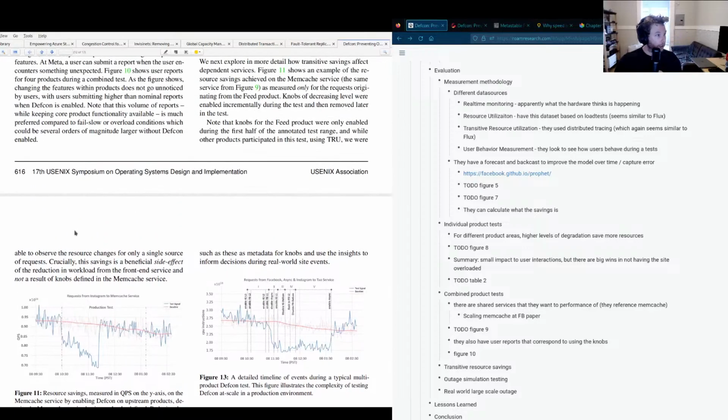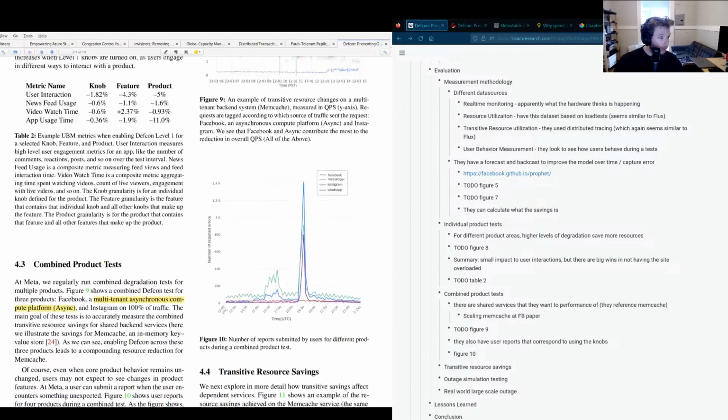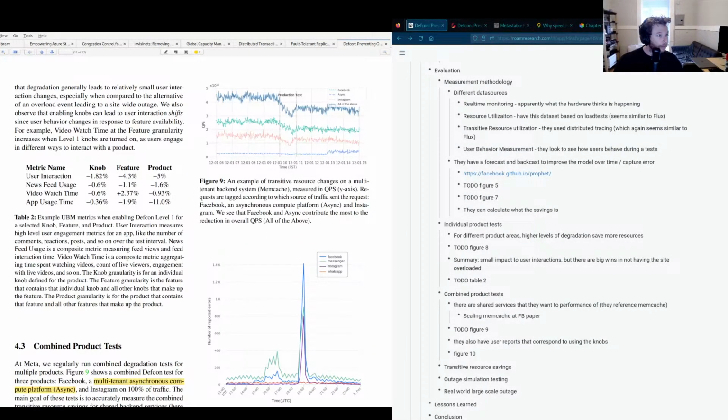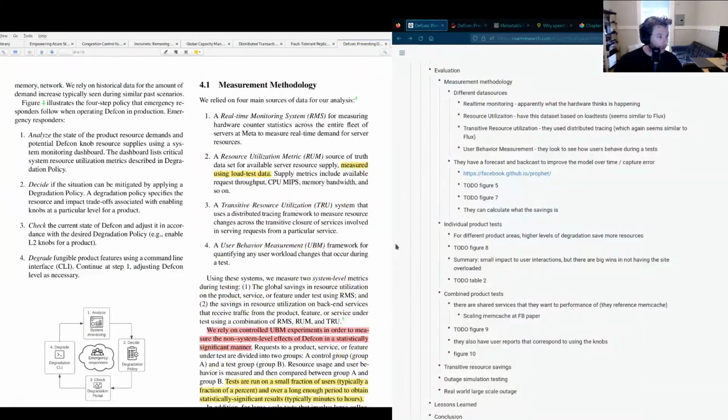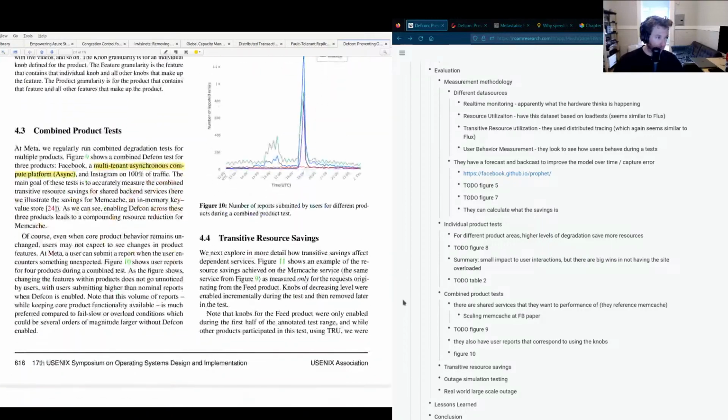Okay, so crucially, note that knobs for the feed product were only enabled during the first half of the annotated test range. And while other products participate in this test, using TRU, we were able to observe the resource changes for only a single source of requests. Which one are we looking at? Oh, they even talk about TRU. Okay, wait, I think this is figure 9. And TRU stands for transitive resource utilization. Okay, so they're basically saying resources used because of a specific product.